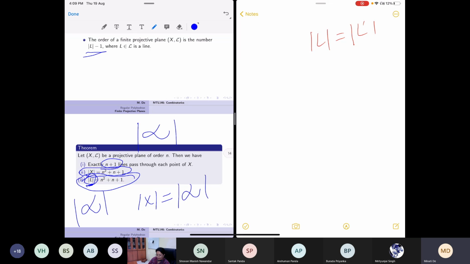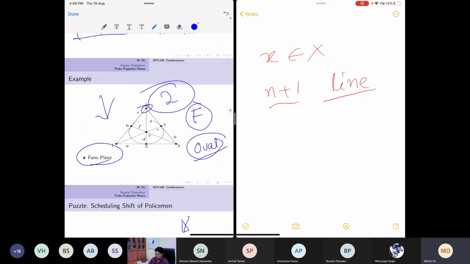Okay, so let's try to prove these one by one. Let's try to prove the first statement. If you consider any point in X, it should pass through exactly n plus 1 lines. Exactly n plus 1 lines should pass through that point. Can you prove this statement? How will you prove such a statement? For example, in the Fano plane, we saw that every point is passing through exactly 3 lines. So how will you prove that n plus 1 lines are passing through? Any idea? Again, I am just giving you the first hint on how to prove it. Then you can complete the proof.